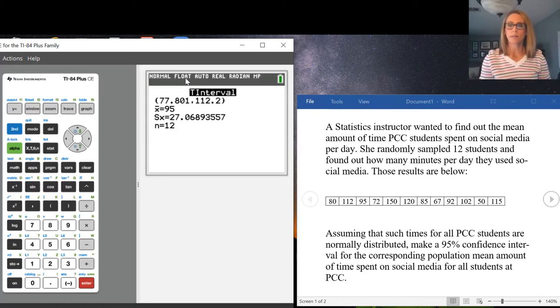So that tells us that with 95% confidence, the true corresponding population mean amount of time spent on social media by these students is between 77.8 minutes and 112.2 minutes.